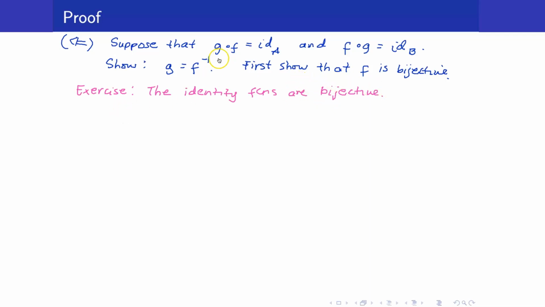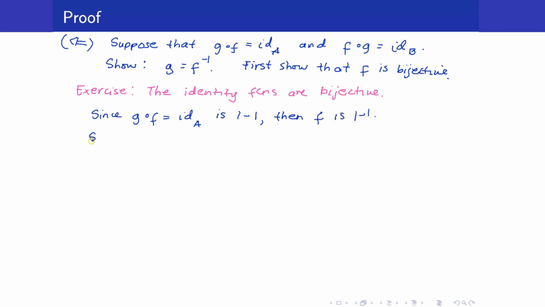Now, if we look at G circle F equals identity A, since G circle F is equal to the identity function on A, what will we make use of, the bijectivity? Is it one-to-one or onto? We want to show that F is one-to-one, okay? So this identity function is one-to-one. Then by our theorem on lecture 40, if the composition of two functions is one-to-one, then the first function that you applied must be one-to-one.